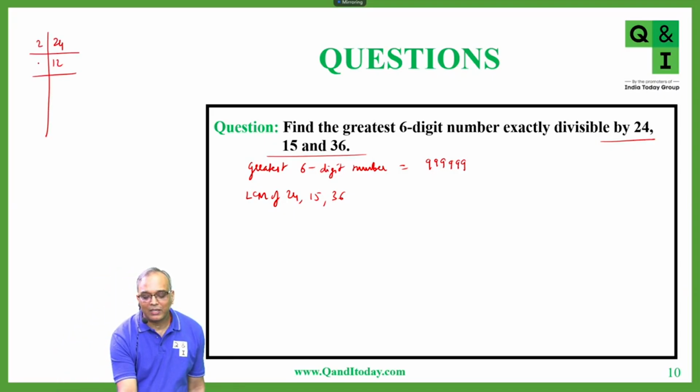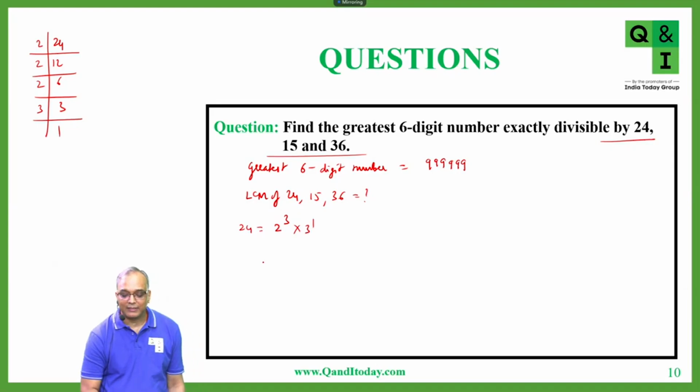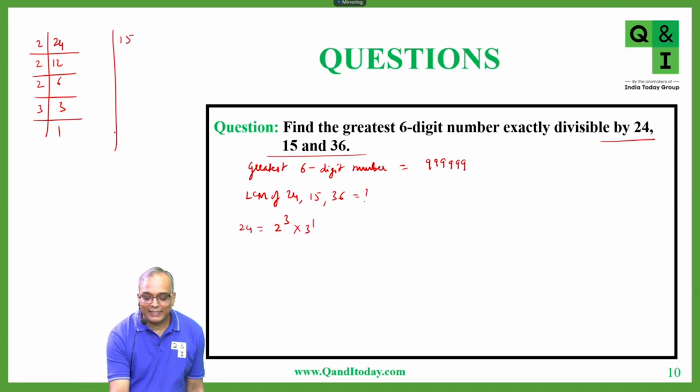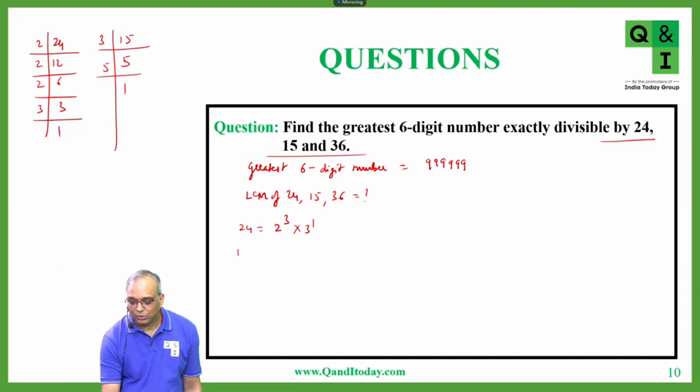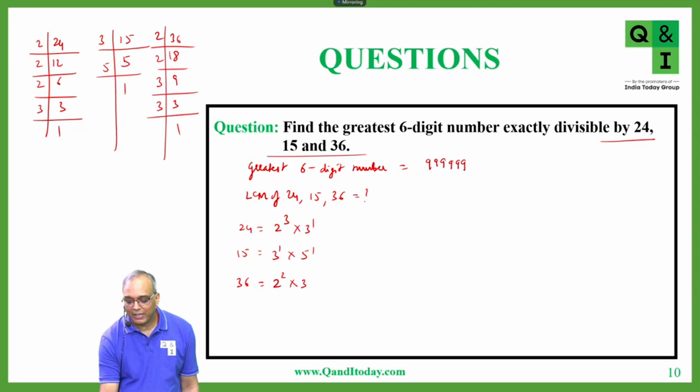For this, we'll do a prime factorization of 24. So 2 times 12, 2 times 6, 2 times 3, and 3 times 1. So 24 is 2 to the power 3, 3 to the power 1. And then 15 can be written as 3 times 5, and 5 times 1. So 15 is 3 to the power 1, 5 to the power 1. And for 36, the prime factorization is 2 times 18, 2 times 9, 3 times 3, and 3 times 1. So this is 2 square into 3 square.